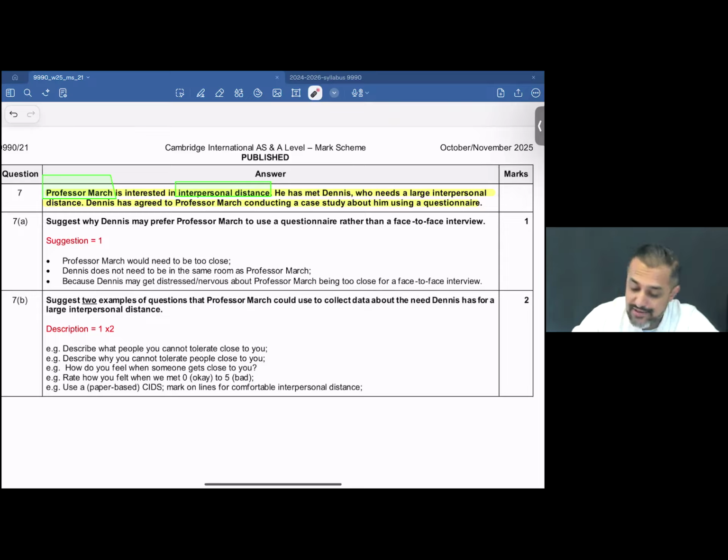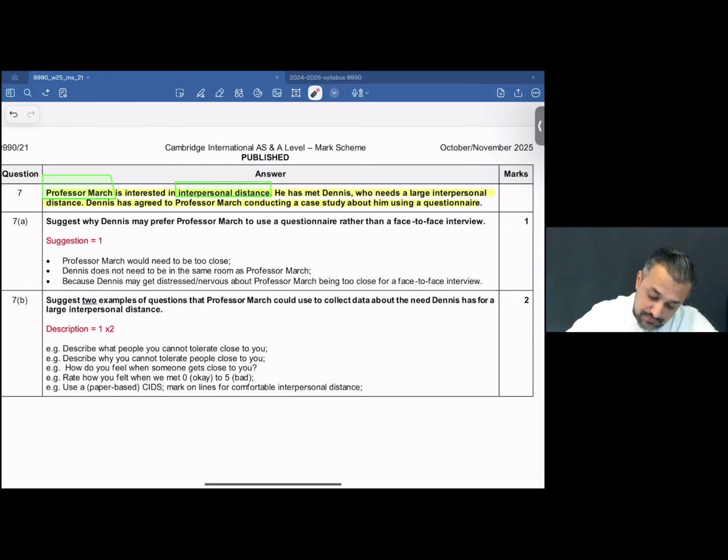Professor March is interested in interpersonal distance. He has met Dennis. So there's just one person known as Professor March. Another person he's met is known as Dennis, who needs a large interpersonal distance. So Professor March met someone with the name Dennis, and this new person, Dennis, is someone who needs a large interpersonal distance, or Mr. Dennis likes it when he has his own personal space and he doesn't really like people being super close to him physically. Dennis has agreed to Professor March conducting a case study about him using a questionnaire.